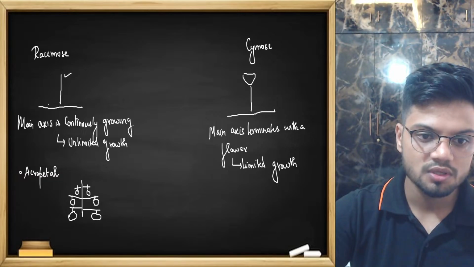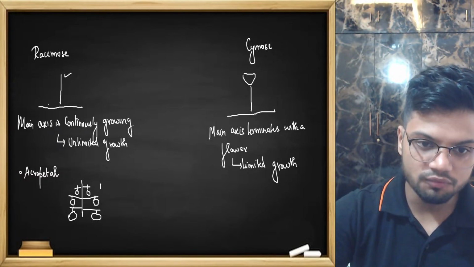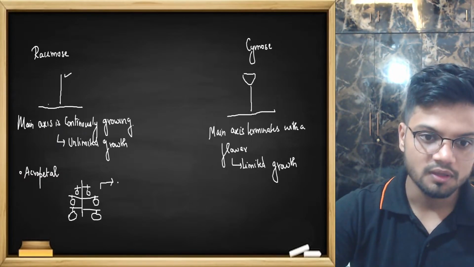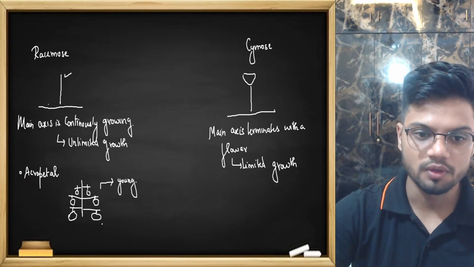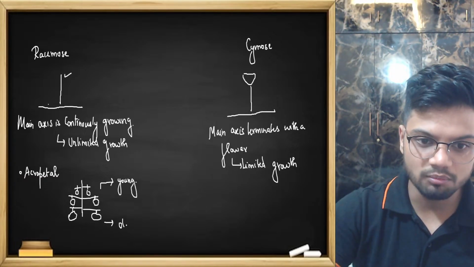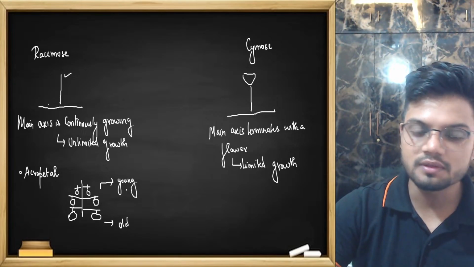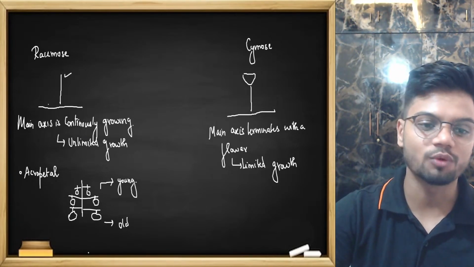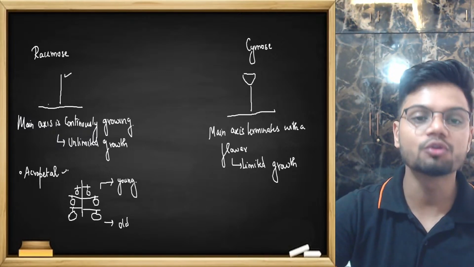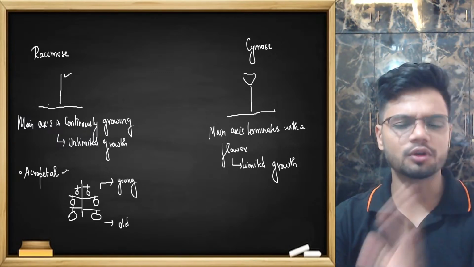So in a branch, if young flowers are at the top and old flowers at the bottom, such an arrangement is called what? Acropetal succession. But how do you remember? It's a very small trick to remember.